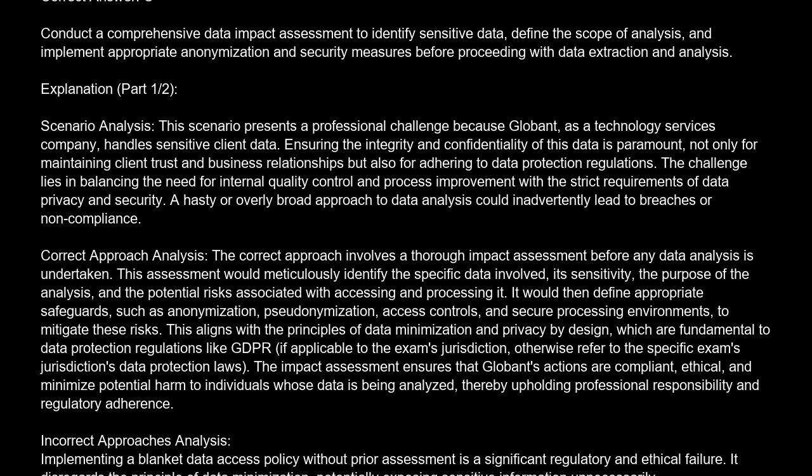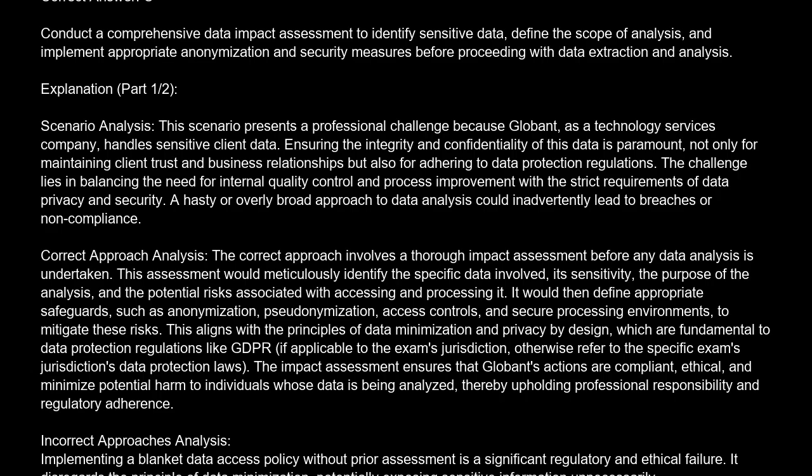The challenge lies in balancing the need for internal quality control and process improvement with the strict requirements of data privacy and security. A hasty or overly broad approach to data analysis could inadvertently lead to breaches or noncompliance.